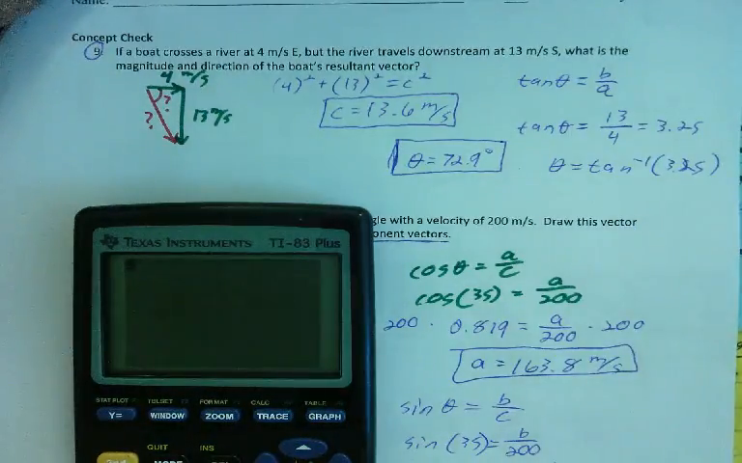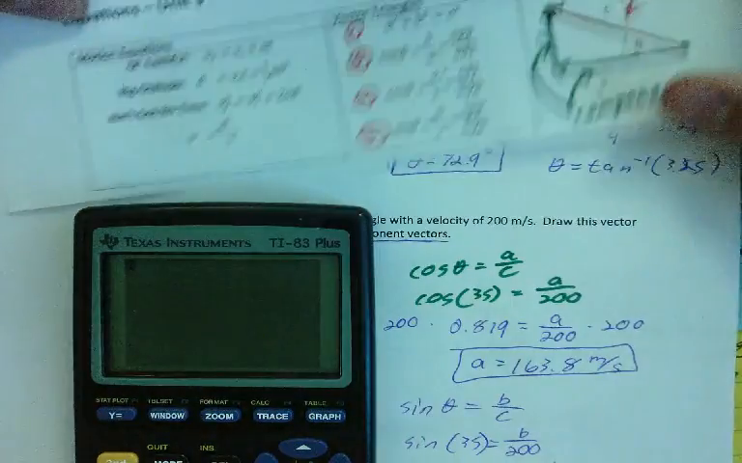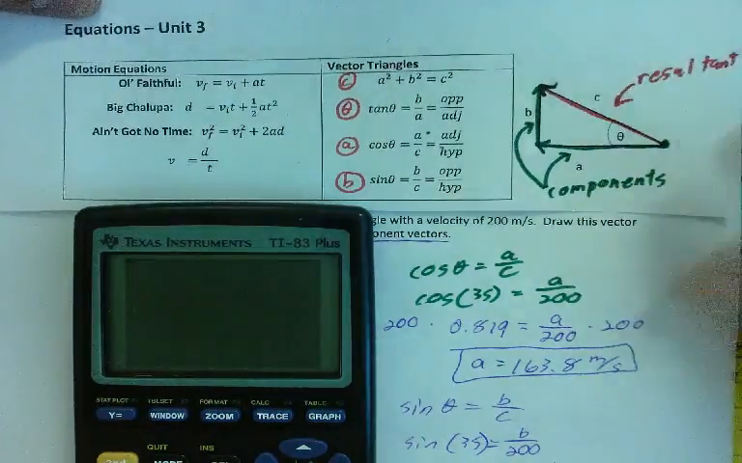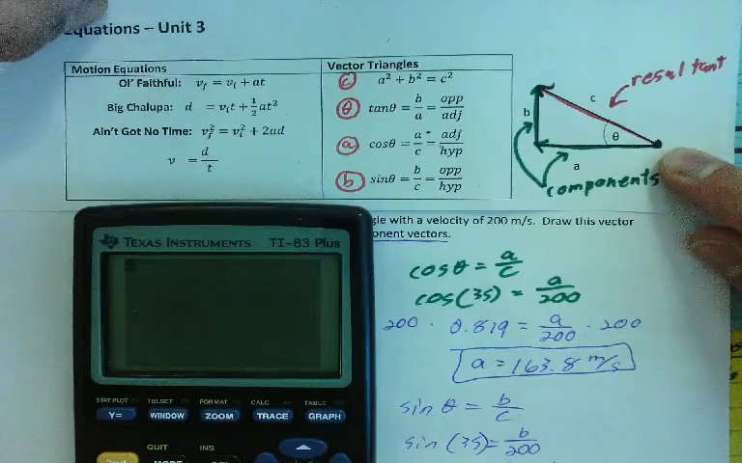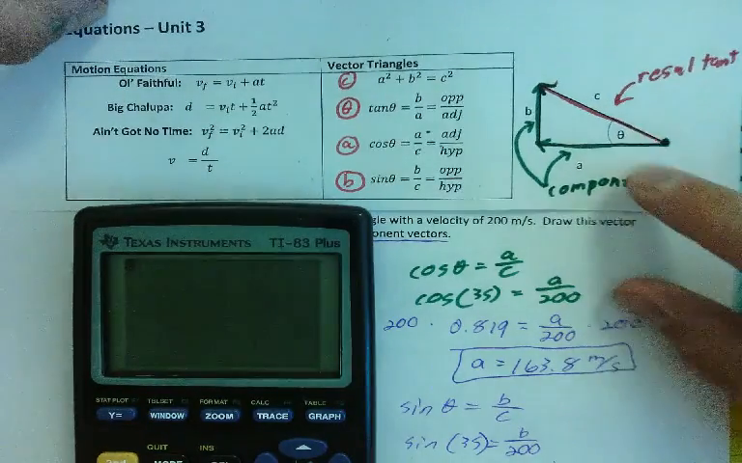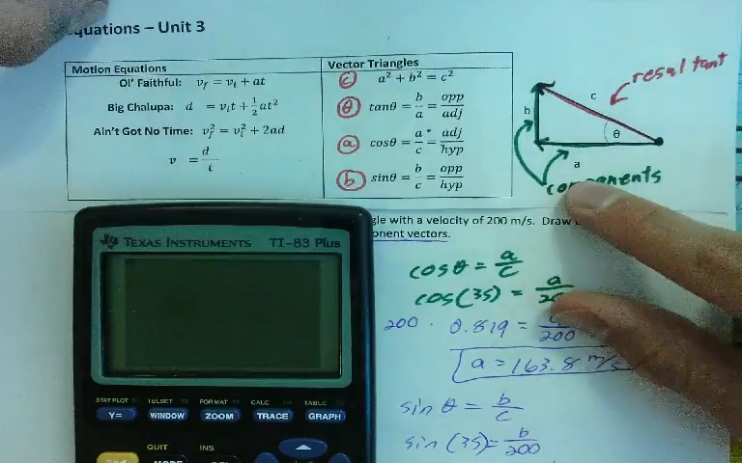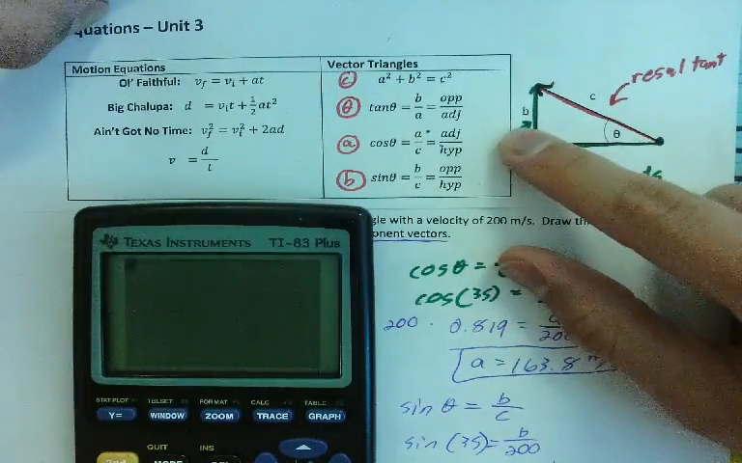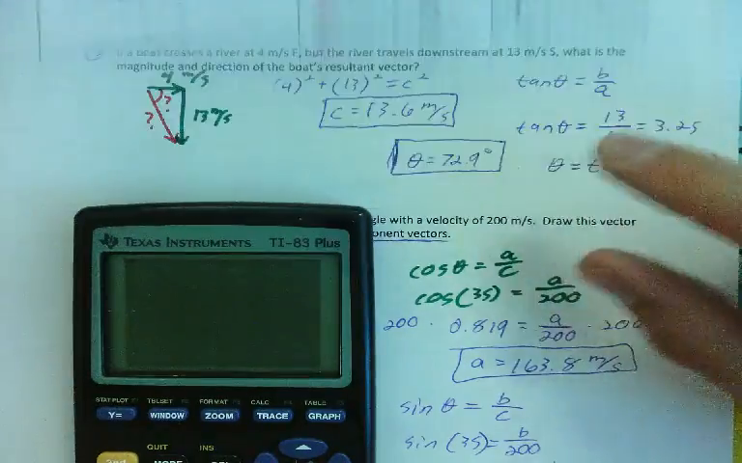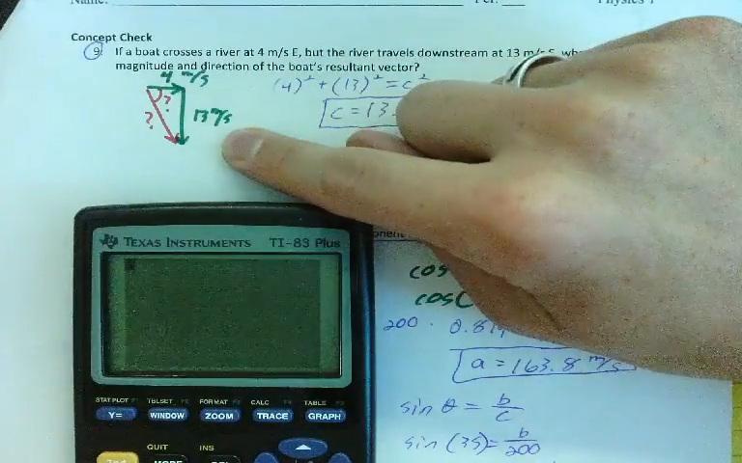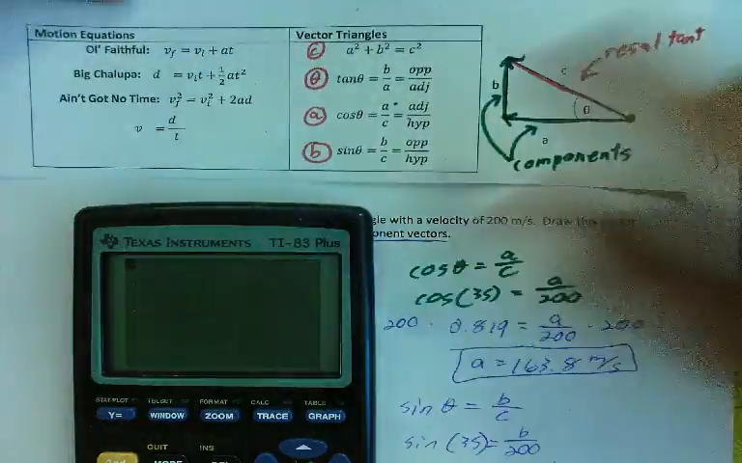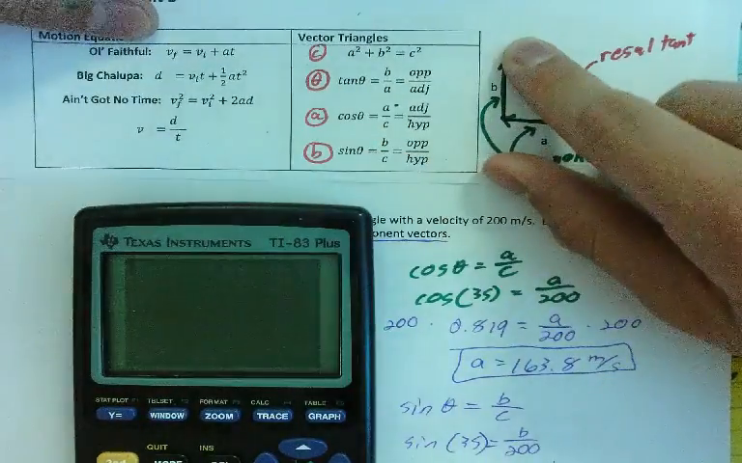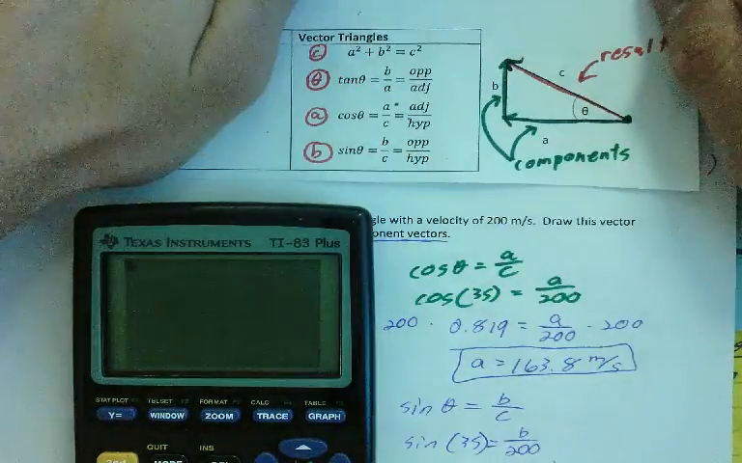If you look at your equations list, this is the general setup for the triangle. The resultant is C, theta is between A and C, A and B are the components, and A is always the horizontal, B is always the vertical. Whether it looks like this or it looks like this, that doesn't matter. Secondly, here's your list of equations for the triangles. Ignore these for right now.